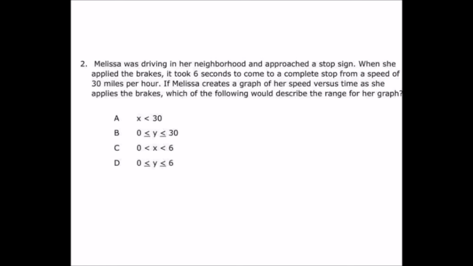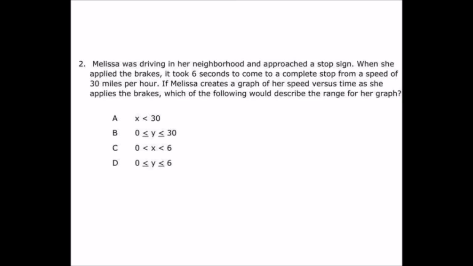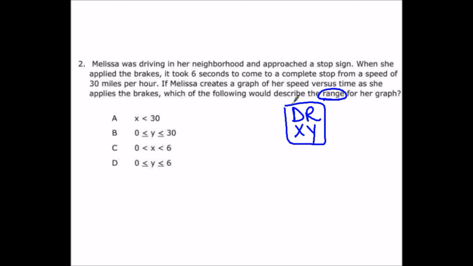Now, this is a word problem. It says Melissa was driving in her neighborhood, okay, and approached a stop sign. When she applied the brakes, it took 6 seconds to come to a complete stop, and from a speed of 30 miles per hour. If Melissa creates a graph of her speed versus time as she applies her brakes, which of the following would describe the range? Now, I see the keyword range, so range, I always write Dr. XY. And so range automatically tells me that I'm looking at the Y values.